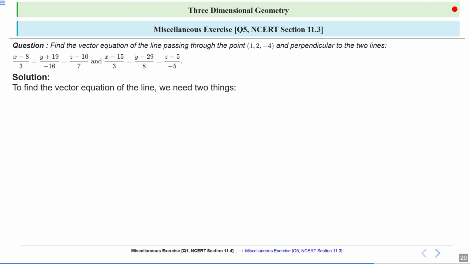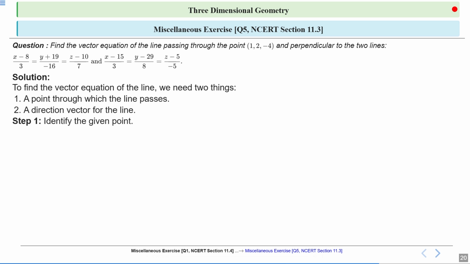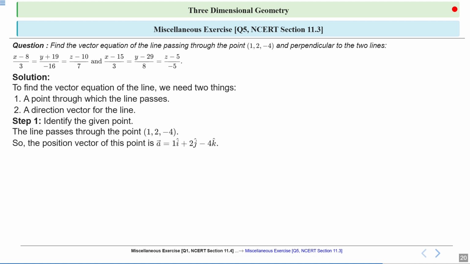To find the vector equation of the line, we need two things. First, a point through which the line passes. Second, a direction vector for the line. So step 1, identify the given point. The line passes through the point (1, 2, -4). So the position vector of this point is a vector = 1 i cap + 2 j cap - 4 k cap.